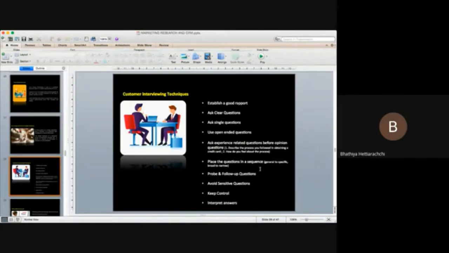Now you can ask the reverse way. If you ask, how do you feel about the process, and then describe the process, it's not going to work, right? So you must make sure that you first ask the experience-related question where he will talk about his experience, and then ask him the opinion question, so that it will be easy for the respondent to answer the second question.